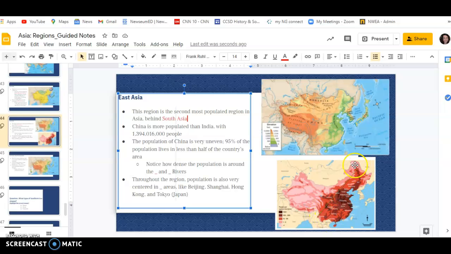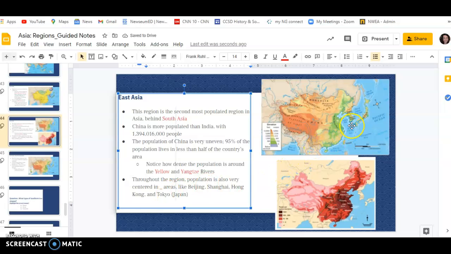So here's the country's total landmass. 95% of the country lives on this side of this line here, on less than half of the land's landmass. Notice, in particular, how dense the population is, where, again, we see the darker colors around the Yellow and Yangtze rivers.